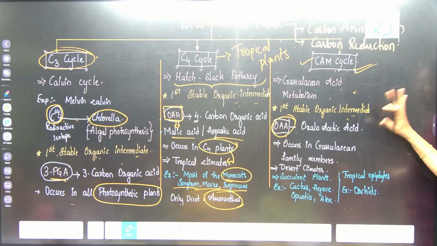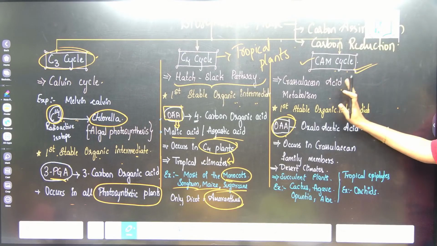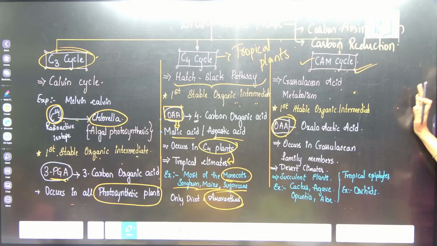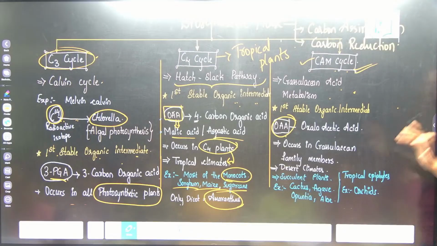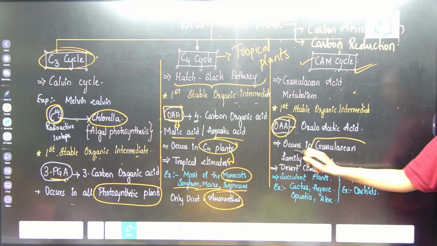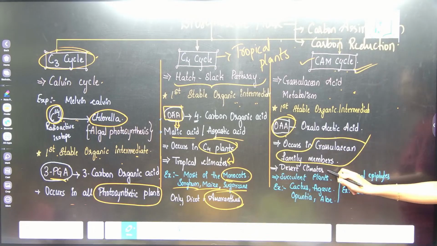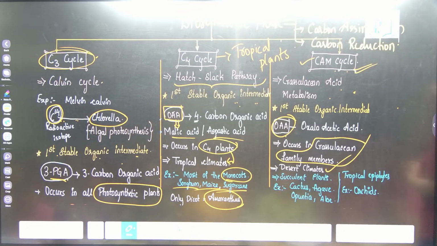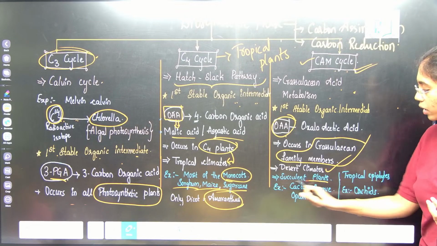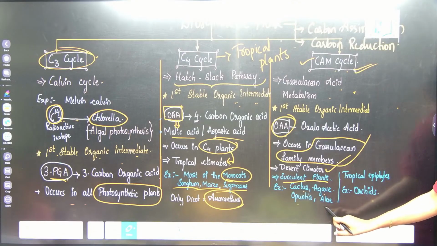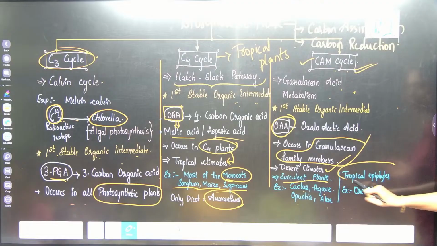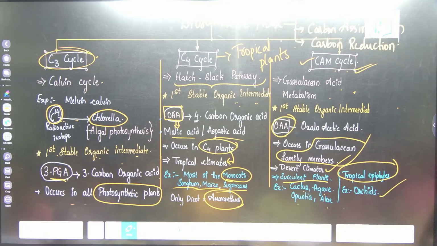There is a difference in fixation based on daytime and night time. That is the reason this is known as the CAM cycle, not the C4 cycle. This occurs in Crassulacean family members, in plants which grow in desert climates. Examples include succulent plants like cactus, agave, opuntia, aloe vera, and tropical epiphytes include orchids.